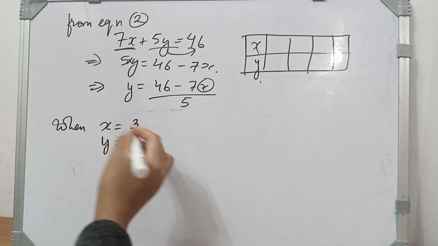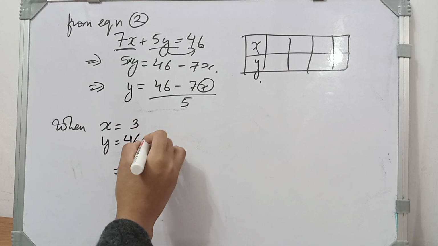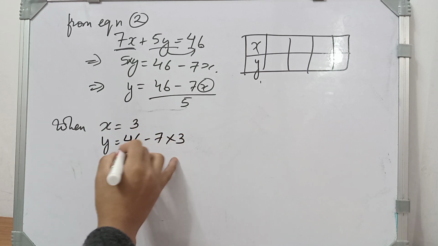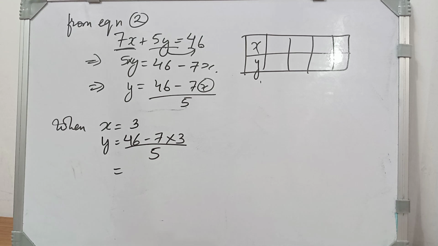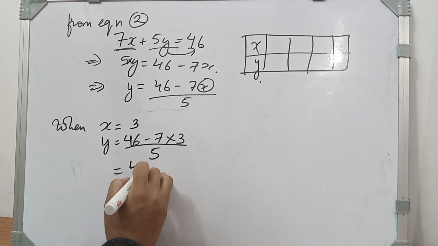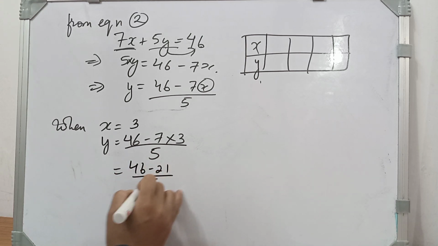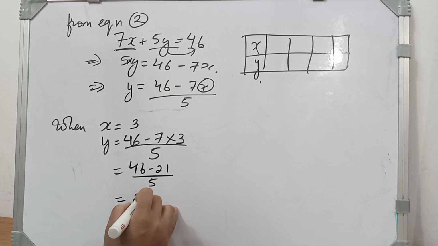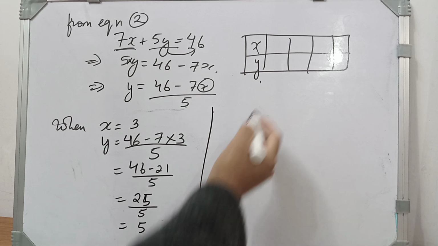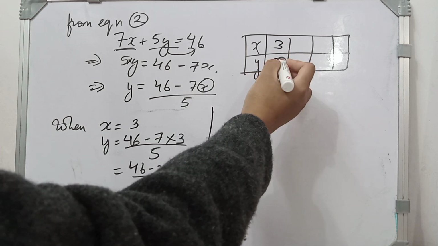Okay, then when x is equal to 3, y is equal to 46 minus 7 into 3 divided by 5. That is 46 minus 21 divided by 5, which is 25 divided by 5, so 5. So when x is equal to 3, y is equal to 5.